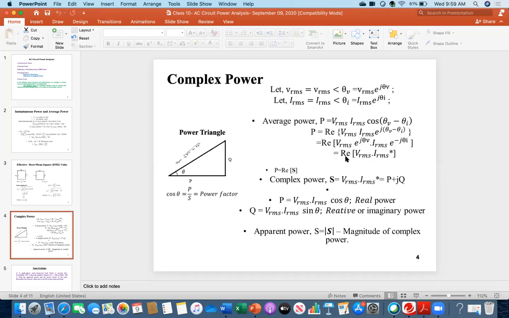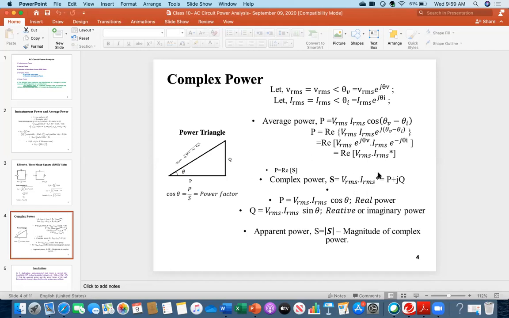So what is my conclusion? That average power P is the real part of VRMS IRMS conjugate. Everybody concentrate on this part: VRMS IRMS complex conjugate. Definitely this portion is a complex number, right? That is the definition of complex power. Complex power is expressed by the bold capital letter S, and it is VRMS IRMS conjugate, simply VI conjugate.